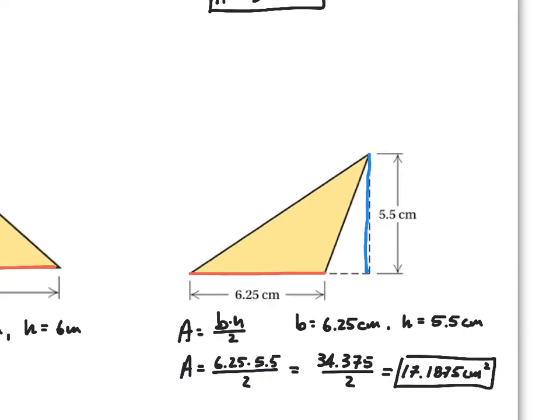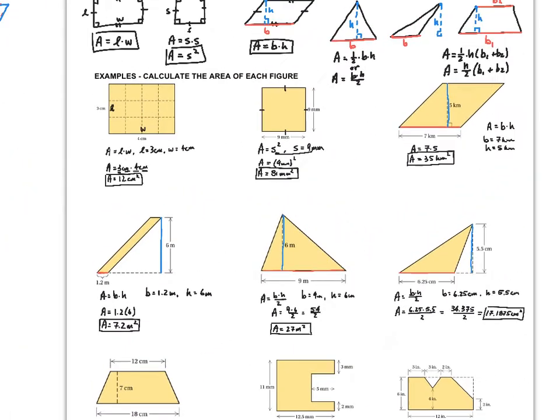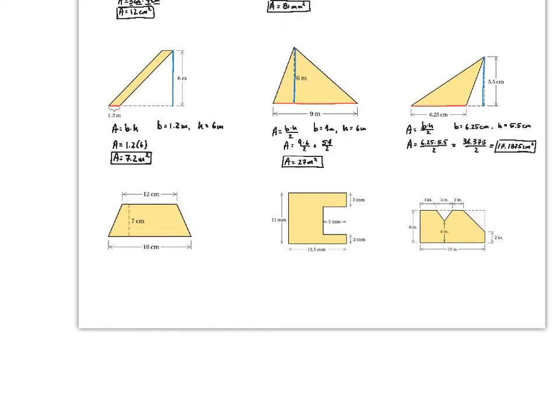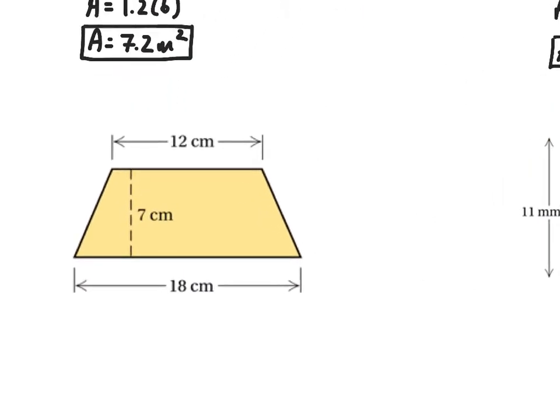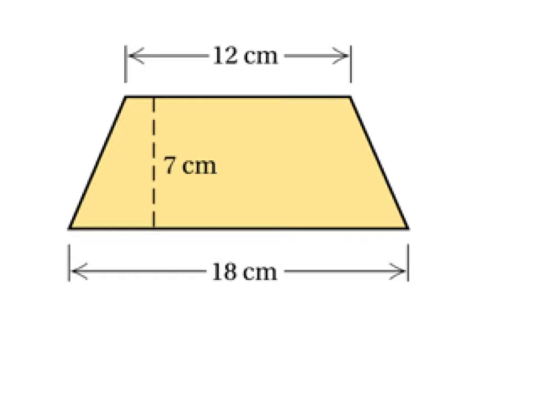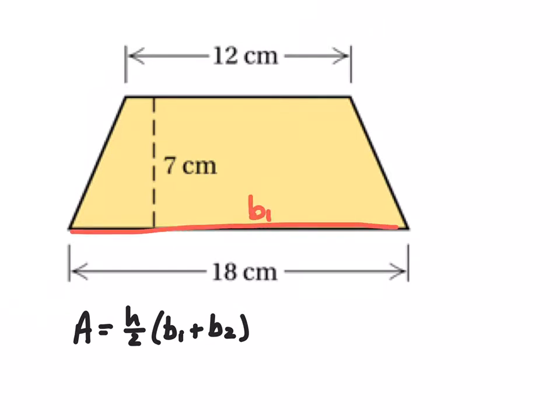So those, not too bad. Let's take a look at this one down here that's a trapezoid. Let's identify what our formula was for this. Area is going to be equal to height over 2 times b sub 1 plus b sub 2. Here my b sub 1 is 18. 12 was b sub 2. My height is 7 centimeters.